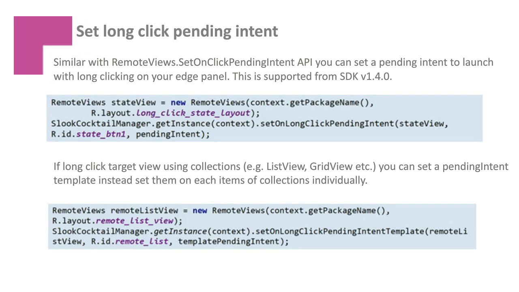These are the sample code snippets of how to do the long click. There are two code snippets in here. One is setLongClickPendingIntent, and the other one is setOnLongClickPendingIntentTemplate. One is used for a single layout object where you can set the long click pending intent, whereas setOnLongClickPendingIntentTemplate is for collection views. It can be list views or grid views, and where you want to set up the long click for each item, you can use this template.